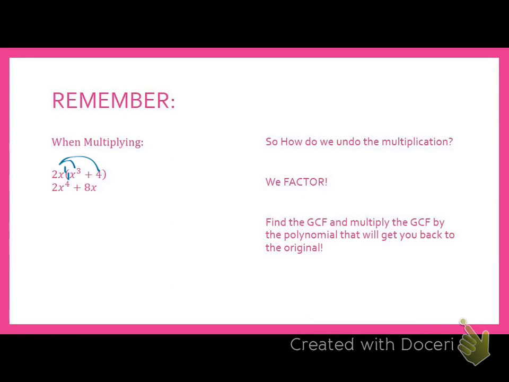So we are going to learn how to factor. Factoring is undoing the multiplication. So look at this. We are left with 2x to the fourth plus 8x. You guys see that? What is the biggest number that goes into 2 and 8? 2. This is called the GCF, by the way. Greatest common factor. How many x's can you take out?